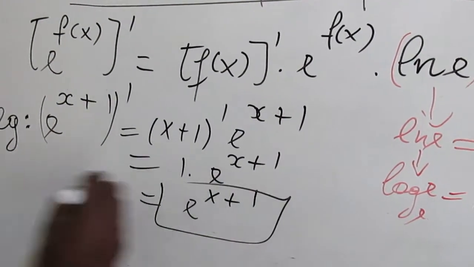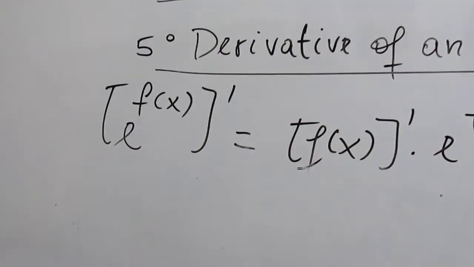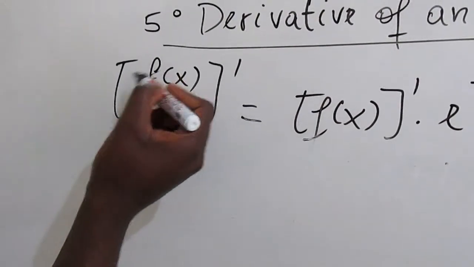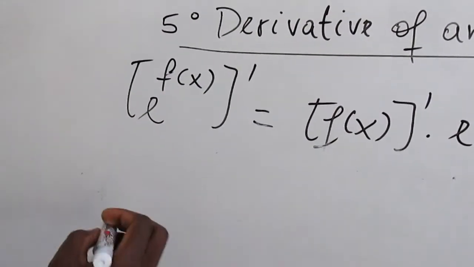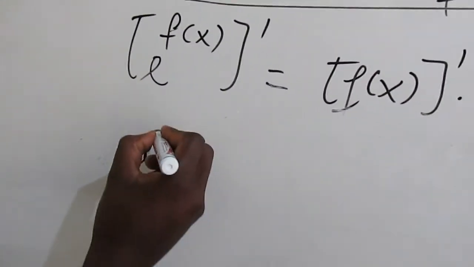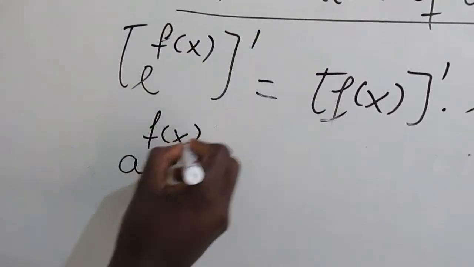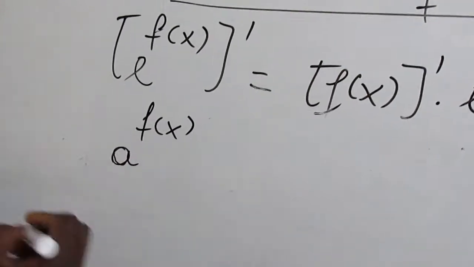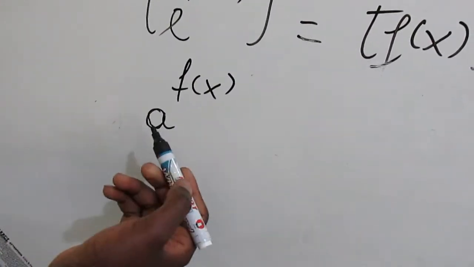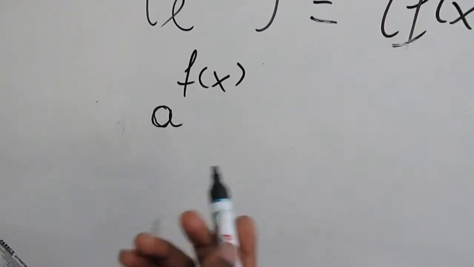Okay. So guys, remember we gave you e to the power f of x. There is also a to the power f of x. So the base here is a. This is a constant, it can be 2, 3, 4. It's a special case.